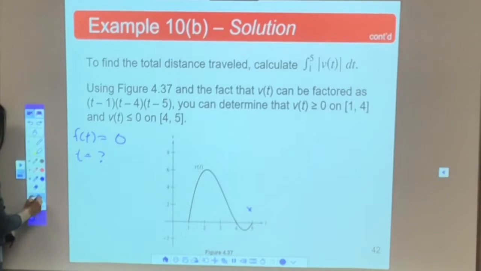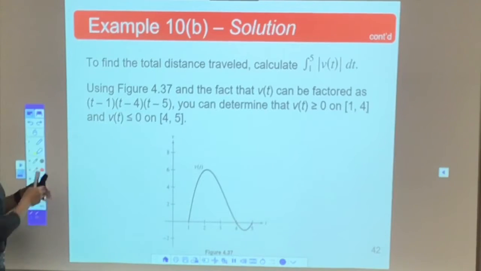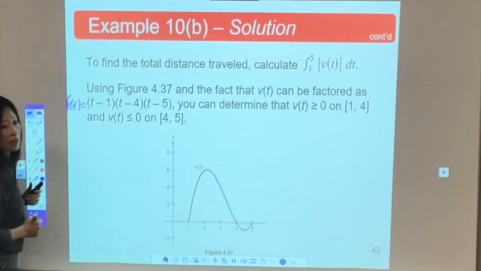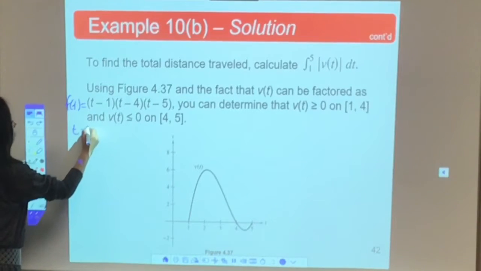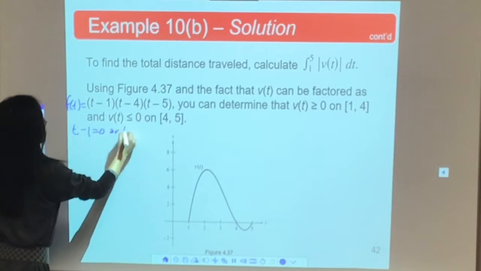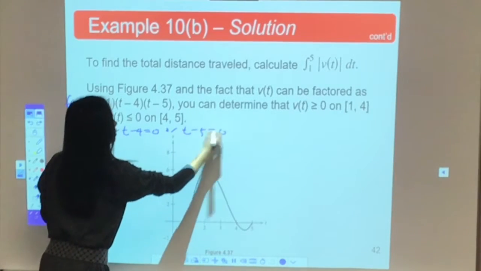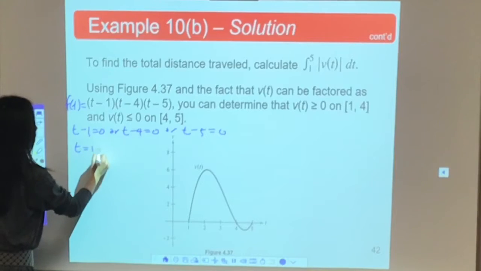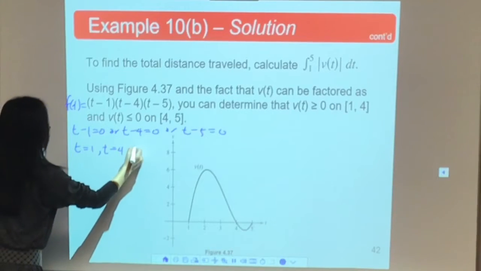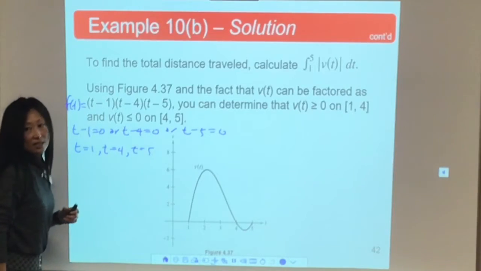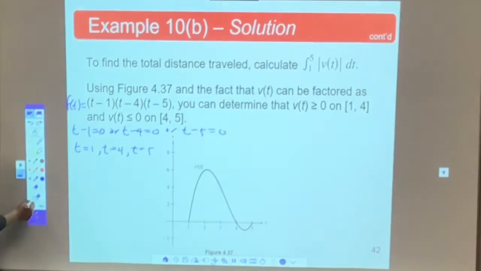So, in this problem, when you factor this, you get this. Which means t minus 1 equal to 0, or t minus 4 equal to 0, or t minus 5 equal to 0. So you get 3 t's: 1, 4, and then 5. That's what that is. Is everybody with me? Okay.